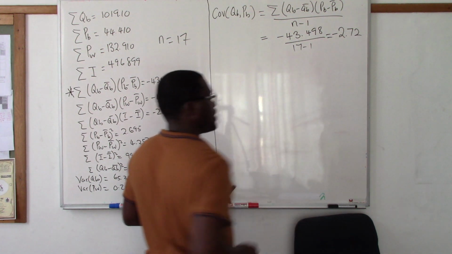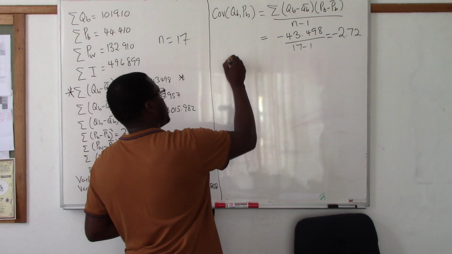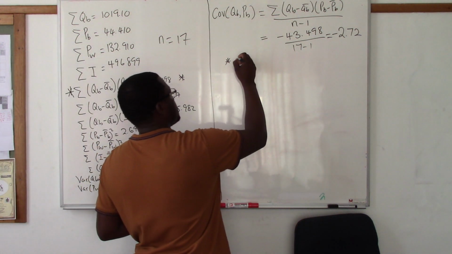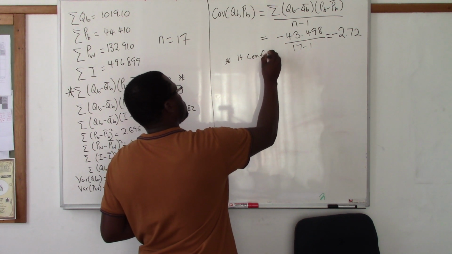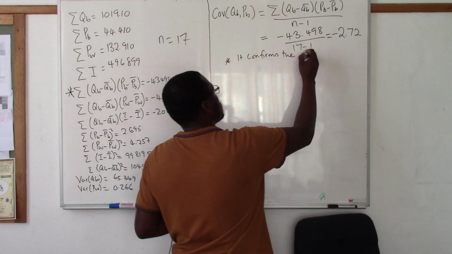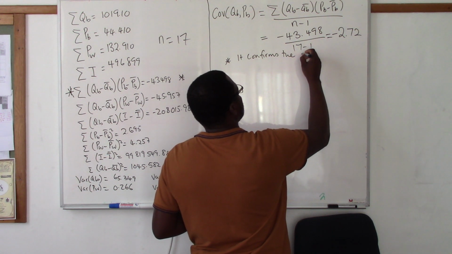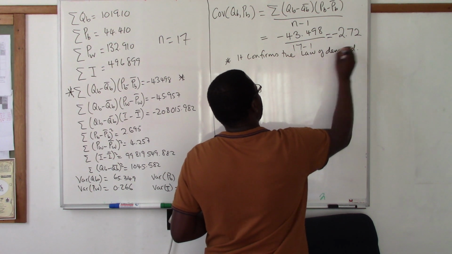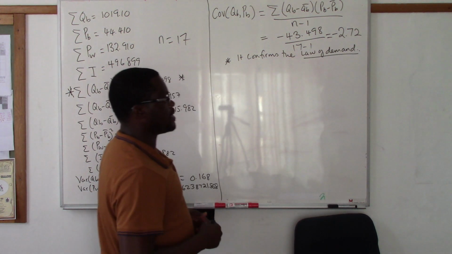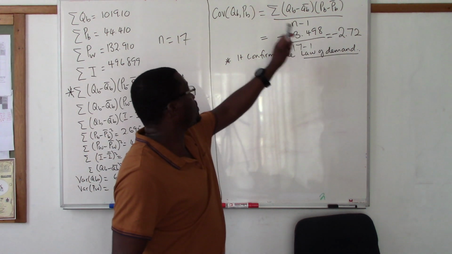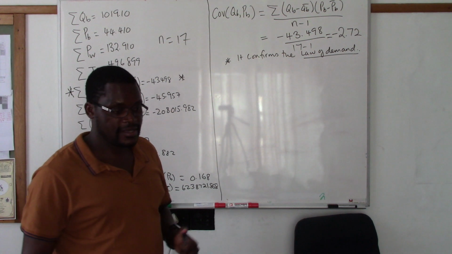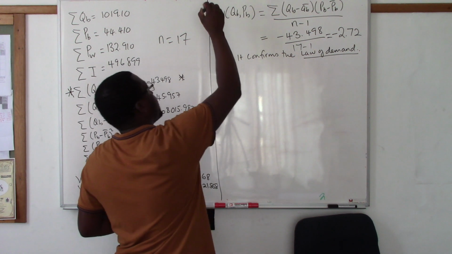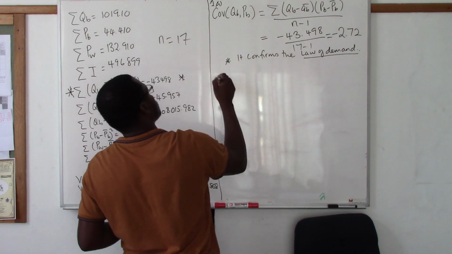Judging by the sign there, then you are required to explain if this covariance agrees with theory. Of course it does. It confirms the law of demand. You remember that the law of demand postulates that there is a negative relationship between quantity demanded and price. So for that one we are done. I think this is question 1A.